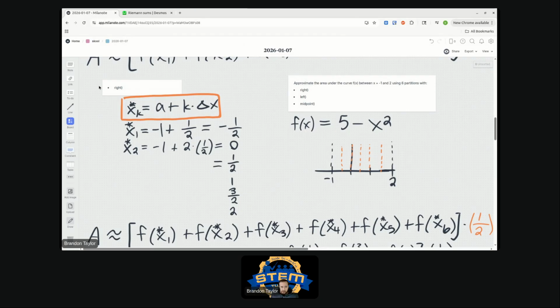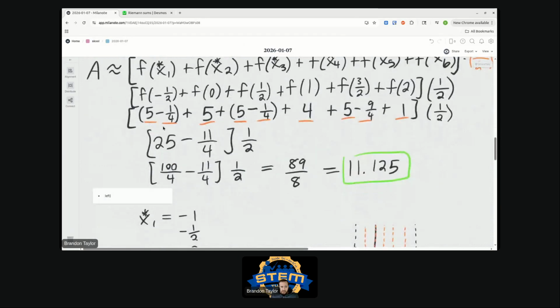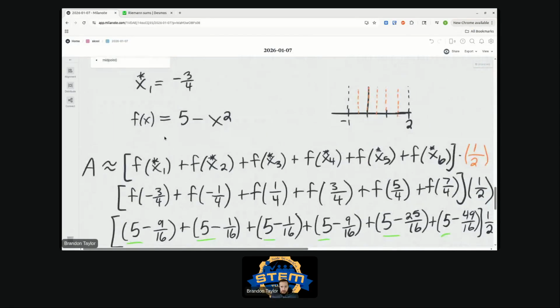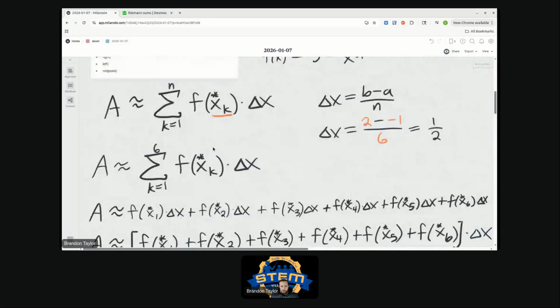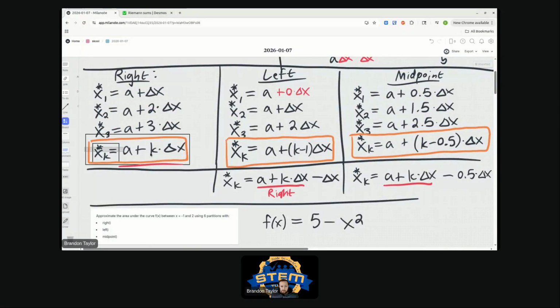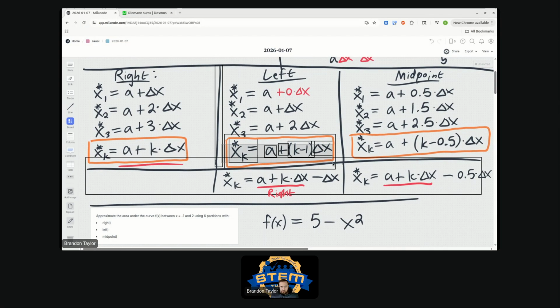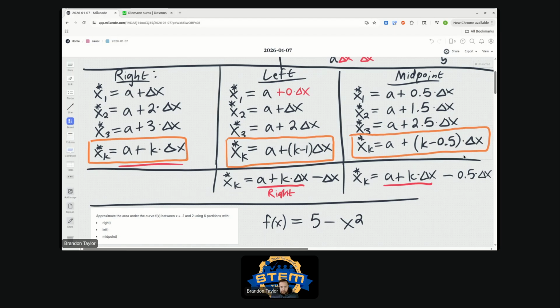So the question is which one? So this is the formula for the right Riemann sum. Let me go up to the top. So this is the formula for the right Riemann sum. This is the formula for the left Riemann sum. This is the formula for the midpoint. You can use whichever one you want.